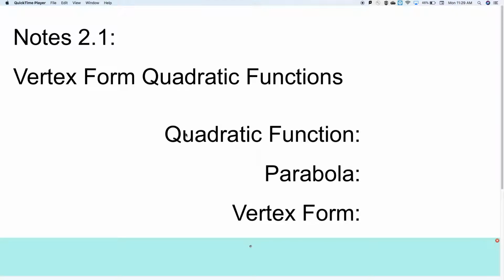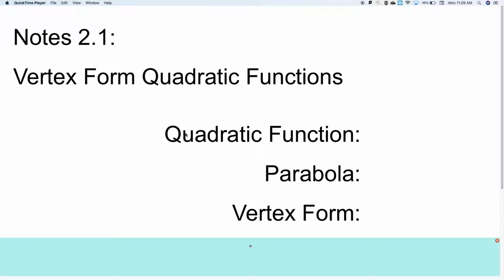So in Chapter 1, we focused on linear and absolute value functions. Those are graphs that turn out to be lines and V-shapes, and we're going to switch it over in Chapter 2 and put our focus on quadratic functions. The first set of notes today, Section 2.1, is all about vertex form of quadratic functions, which should look fairly familiar from what we did in Chapter 1.